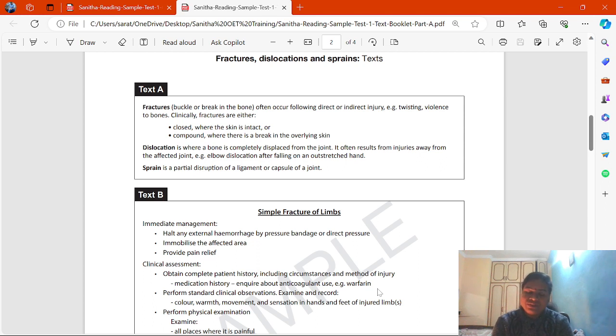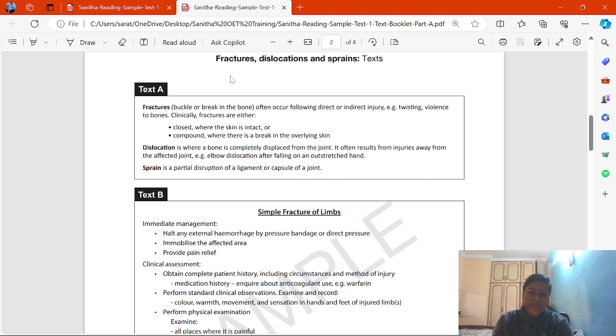If you get 20 out of 20 marks in Part A, definitely you will get a sufficient score in the OET reading subtest. Your aim should be 18 to 20 marks in OET reading Part A, 4 to 6 marks in OET reading Part B and 10 to 12 marks in OET reading Part C. If you can achieve these marks, definitely don't worry about your OET reading subtest. Let's begin today's topic.